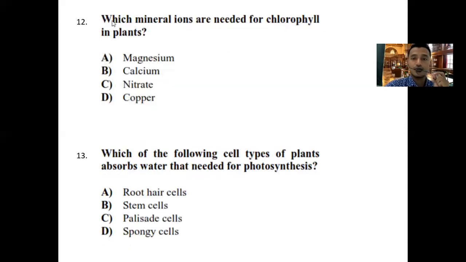And then number 12, which mineral ions are needed for chlorophyll in plants? Okay, this is minerals. There are some minerals the plants need a lot. As you know, phosphates, potassium, magnesium, and iron, and then nitrate. The last one is nitrate. We find a lot of nitrate in fertilizer, right? In fertilizer, they add a lot of nitrate. Basically, it helps the plant to produce proteins.